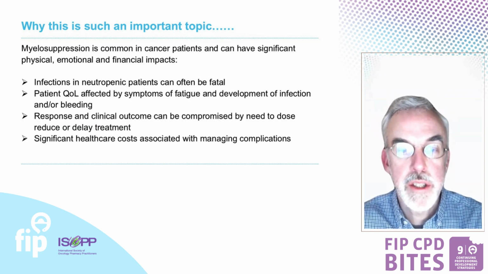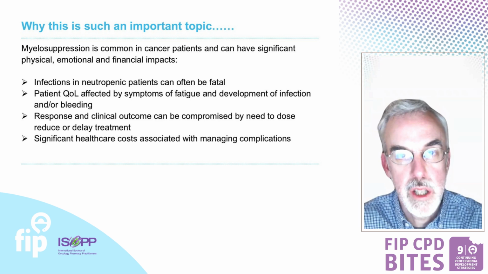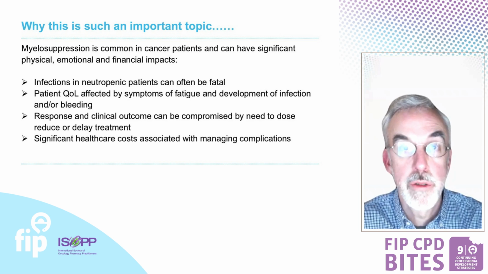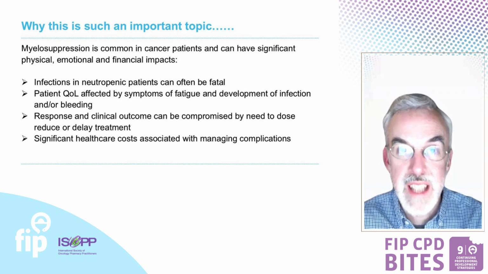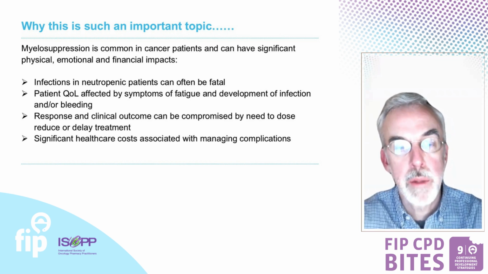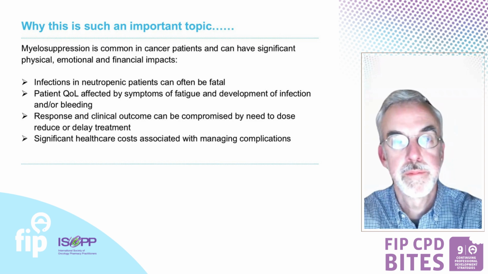We know that myelosuppression is very common in patients receiving cancer treatments, and it can have significant physical, emotional, and financial impacts. For example, infections associated with neutropenia may be fatal. Patient quality of life can be negatively affected, and the need to dose reduce or delay treatment in patients who develop myelosuppression can lead to a reduction in overall dose intensity, which we know can potentially compromise clinical outcomes. And finally, there is an economic burden associated with the prevention and treatment of myelosuppression.